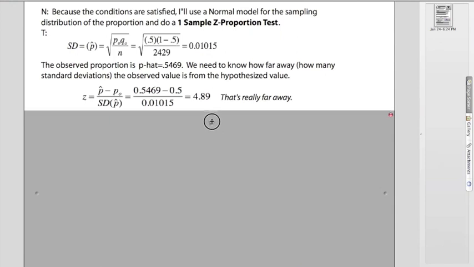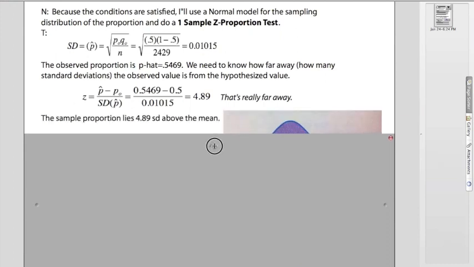And it is. Here's my z-score formula for a proportion. We subtract my p hat minus my p0, divided by the standard deviation of my p hat, and I get 4.89, and in terms of z-scores, that's really, really big. Anything beyond 3.5 is really large.